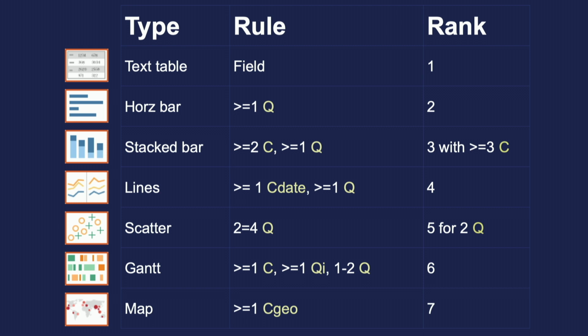If we're looking at the horizontal bar, there's one quantity element, and so that is what Tableau is going to show you. If you have two quantities and two categorical pieces of information and one quantity element, Tableau is going to show you a stacked bar. If you have one continuous date and one quantity, you're going to get a line chart, and so forth and so on. If you've ever noticed when you drag something out in Tableau and it starts building stuff for you, this is what's powering it underneath.